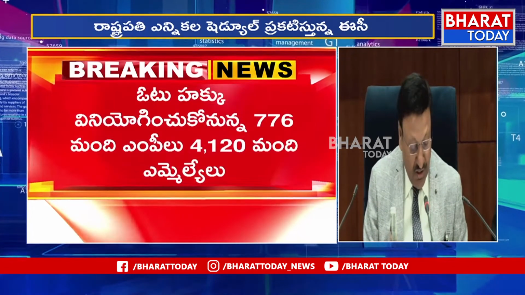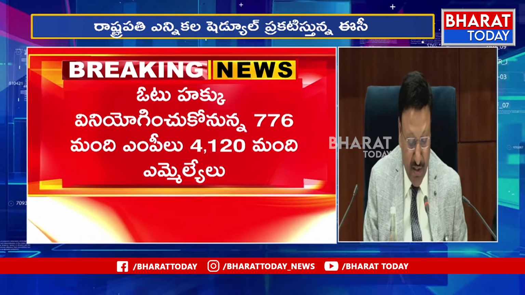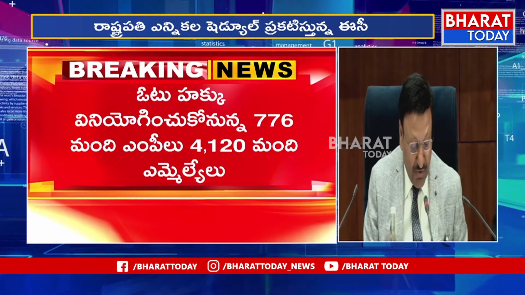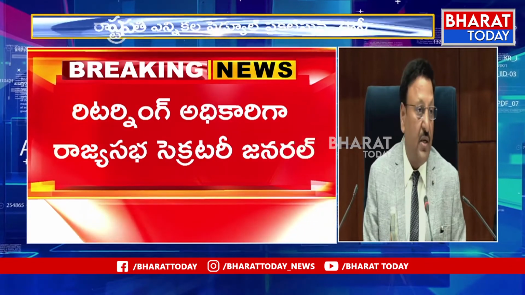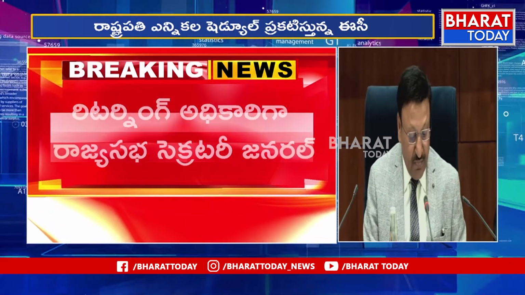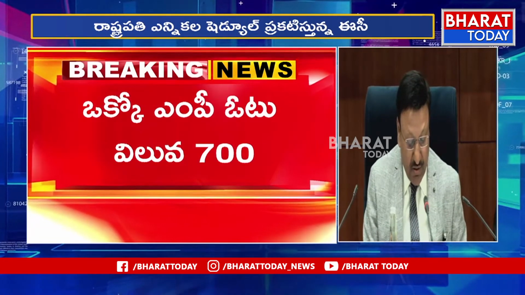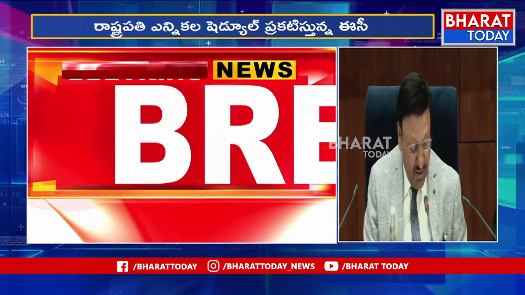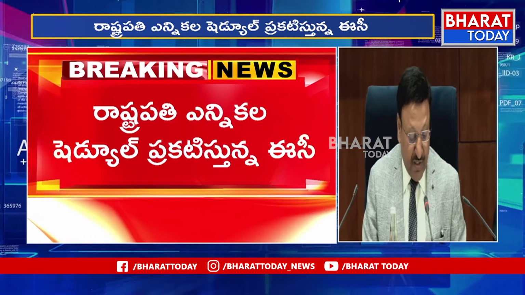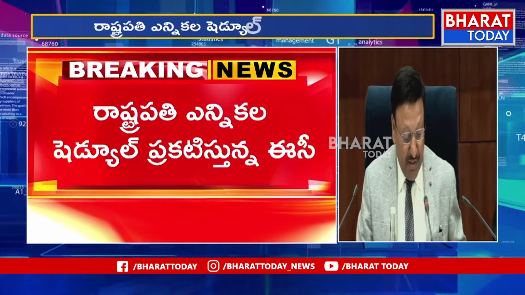Coming to the counting, the votes will be counted in New Delhi under the supervision of the returning officer, who happens to be the Secretary General of the Rajya Sabha. On completion of the counting, the return of election in form number 7, as appended in the rules, will be signed and issued by the returning officer.